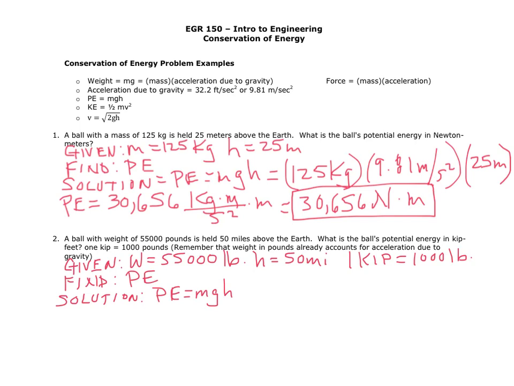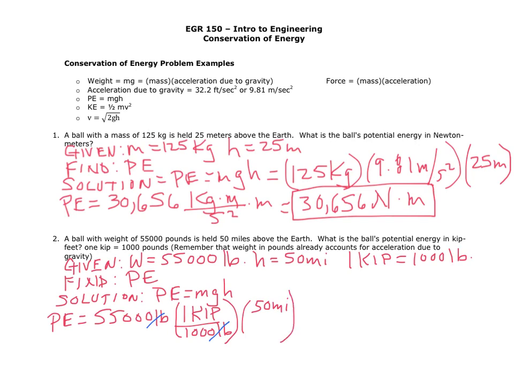So we have the potential energy then is equal to the 55,000 pounds. That's mass times gravity, 55,000 pounds. But we don't want pounds, we want it in kips. So we got to use our conversion. One kip is 1,000 pounds. And then we can cancel out the pounds. Now we have kips, 55,000 divided by 1,000 kips, times the height, which is 50 miles.